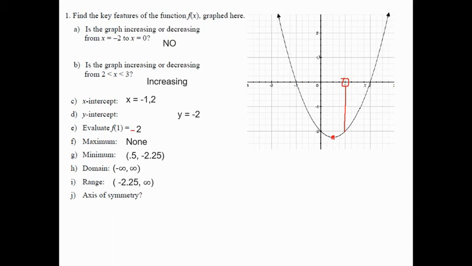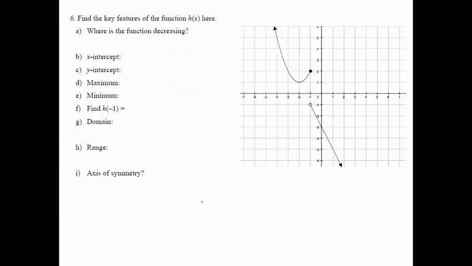However, for our range, notice that we're using our minimum. And actually, that should be a bracket because it is included. Okay, and the axis of symmetry, again, is taken from the minimum. All righty, let's look at our next one. Our next one is a piecewise function.